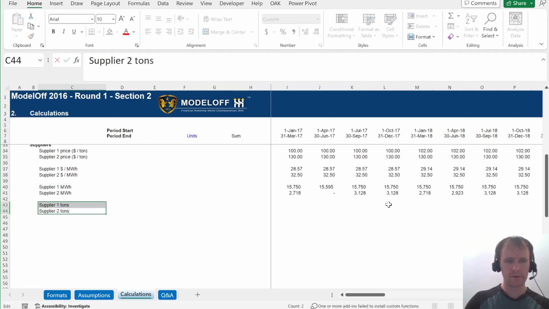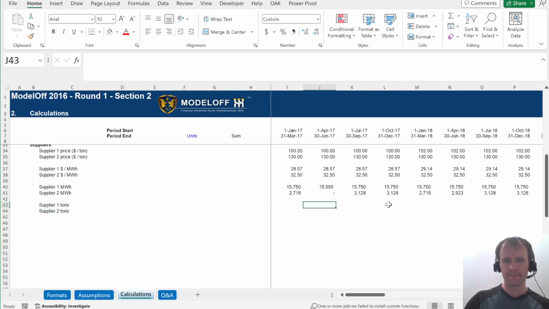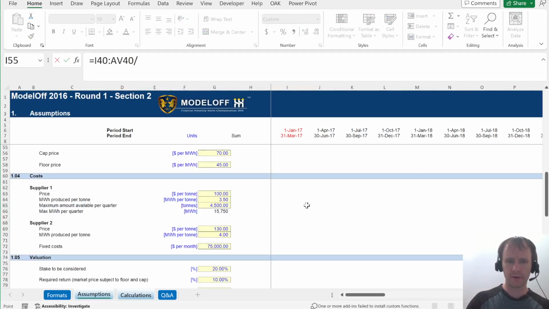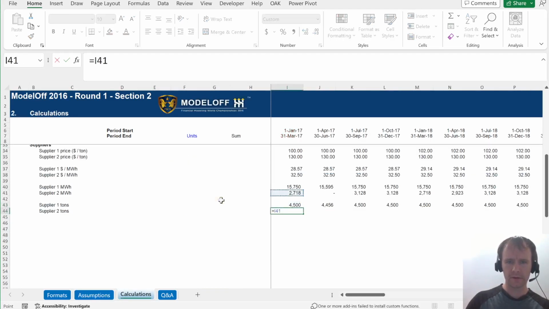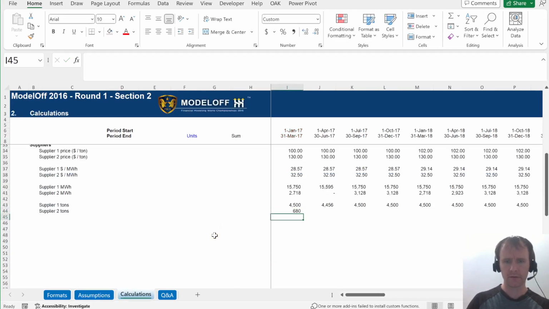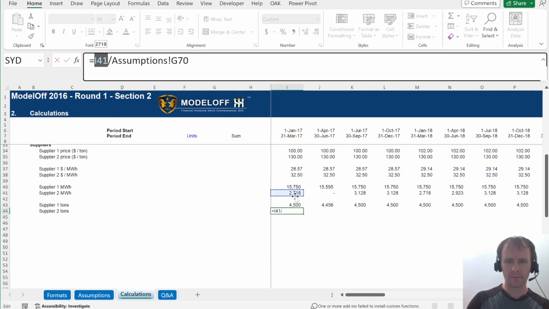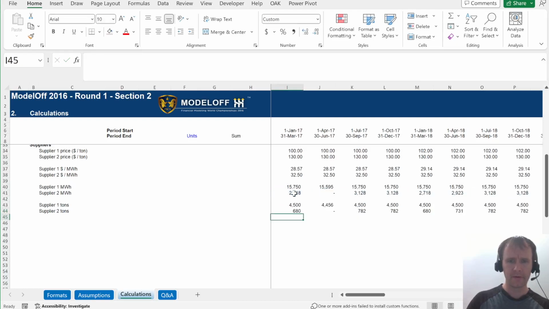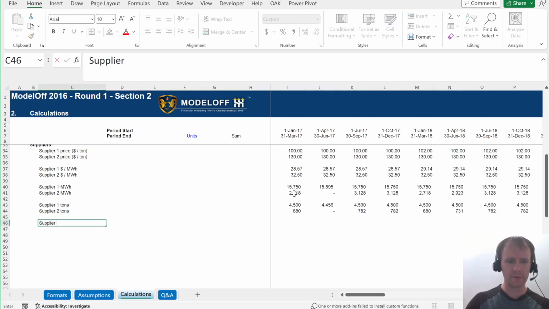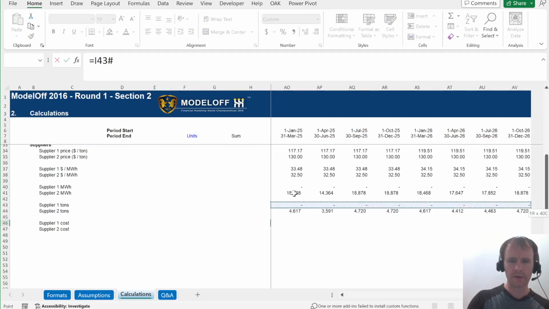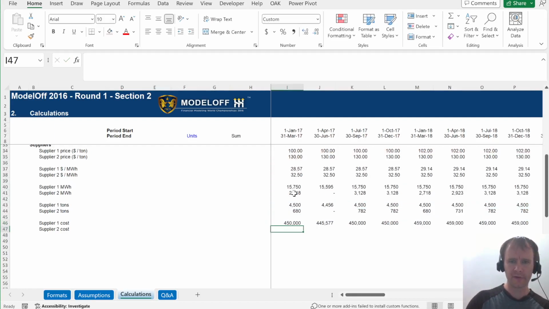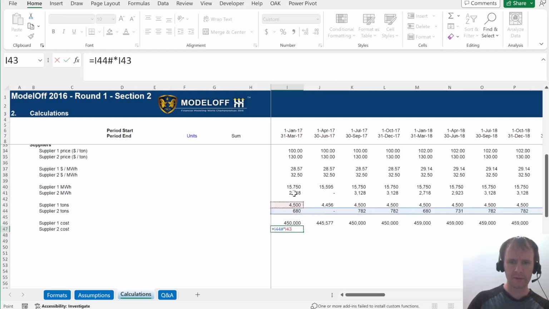Okay, so then finally, tons, and that's just going to be this divided by this, and this divided by this. Oops. There we go. And so finally, supplier 2, supplier 1 cost, supplier 2 cost. I feel like I'm looking at this and thinking I could have modeled it more elegantly, but whatever, that ship has sailed. So that times this, and this times this.